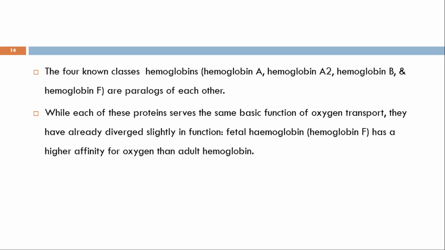Okay. So the best example of paralogous genes are the four known classes of hemoglobin: hemoglobin A, A2, hemoglobin B, and hemoglobin F are paralogs of each other. While each of these proteins serves the same basic function of oxygen transport, right, whether it is hemoglobin A or A2 or B or F, all have the same basic function, that is carrying oxygen. They have diverged slightly in function due to gene duplication. Like fetal hemoglobin, called hemoglobin F, has a higher affinity for oxygen than adult hemoglobin. So as I already told you, if paralogy takes place, the function may slightly change.